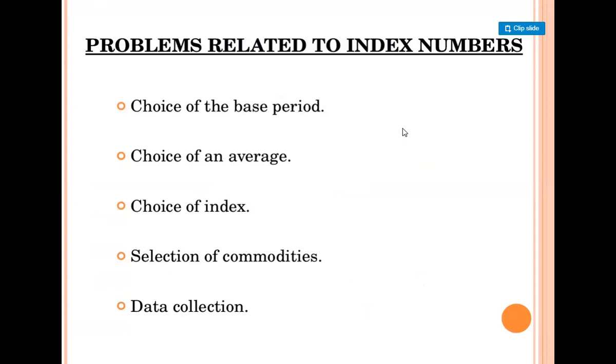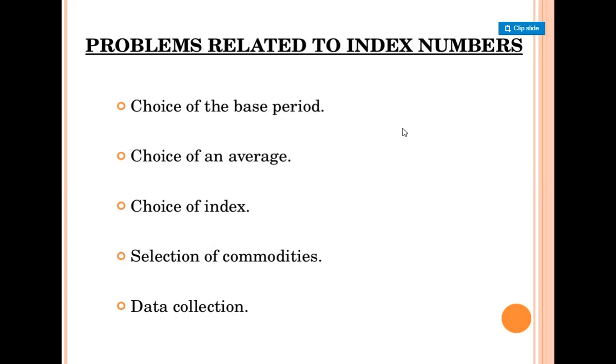Then again, choice of an average. So choice of an average means what? Which type of averages you have to use for the suitable different index numbers, like mean, median, mode, arithmetic mean, geometric mean, or harmonic mean. For different index numbers you have to use different averages. That is called the choice of an average.